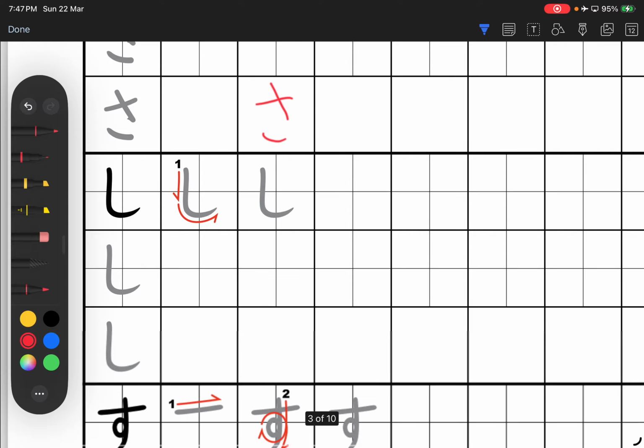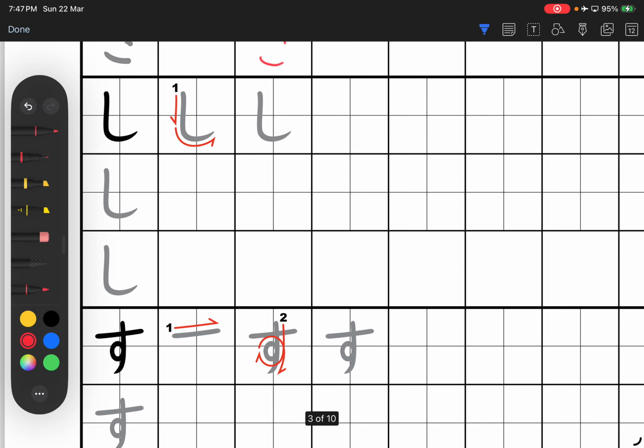Okay, moving on, we have shi. Shi is the candy cane, but don't hook up too much. Right, shi. So the hook is not very high, just slightly only.